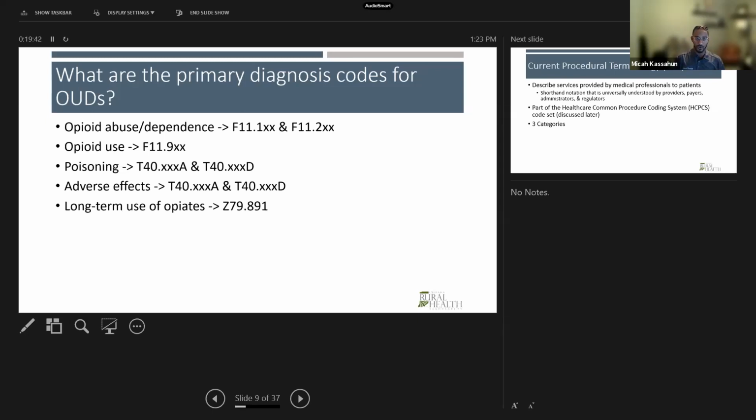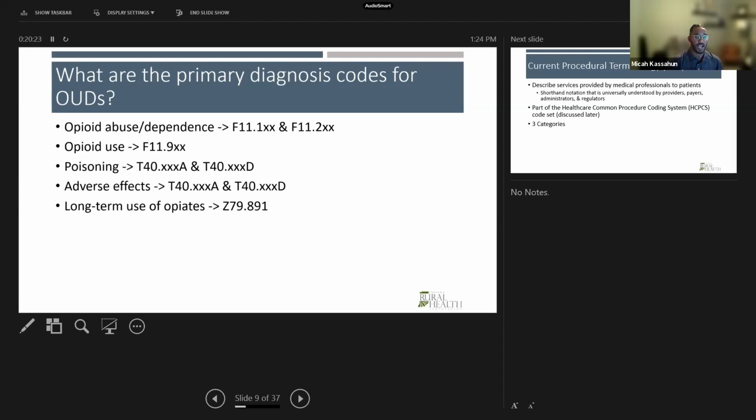So specifically for opioids, we know they are at F11.1 and F11.2. Again, the following X's after the decimal and after that number dictate the specificity and the severity of that disorder. So we have opioid use at F11.9, poisoning, T40, XXXA and XXXD. These letters that are tacked on, again, add another level of, I want to say, granularity, so that we can further evaluate. If you continually see things tacking on afterwards, know that it's done for a reason, for a purpose, always.